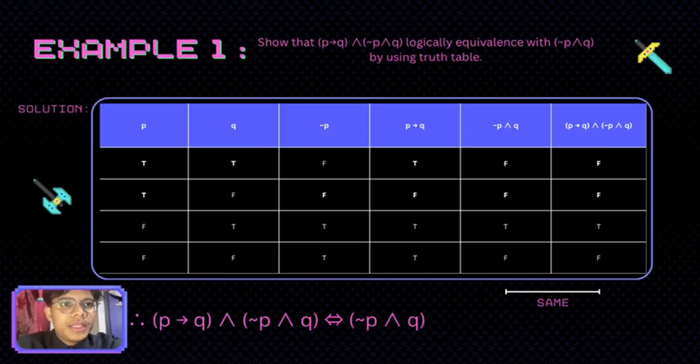Example 1. Show that P implies Q and ¬P ∨ Q are logically equivalent by using a truth table. For the solution, P: true, true, false, false. Q: true, false, true, false. ¬P: false, false, true, true. P implies Q: true, false, true, true. ¬P ∨ Q: true, false, true, true. So we can see P implies Q and ¬P ∨ Q are the same. So the conclusion is P implies Q is equivalent to ¬P ∨ Q.